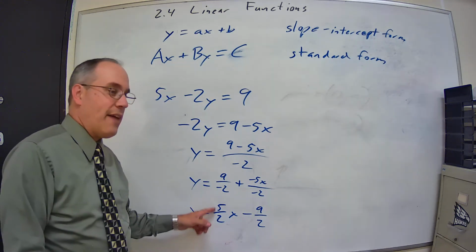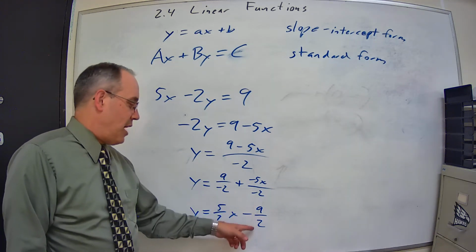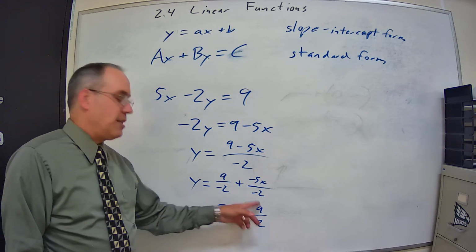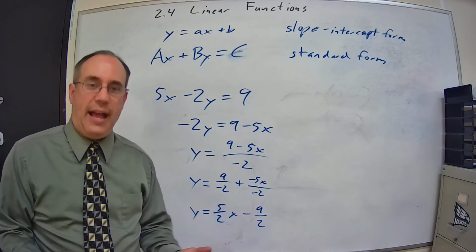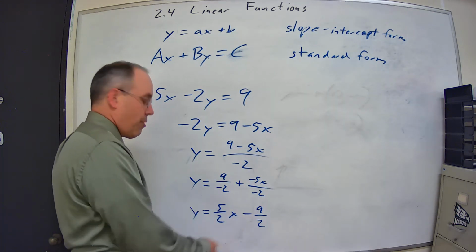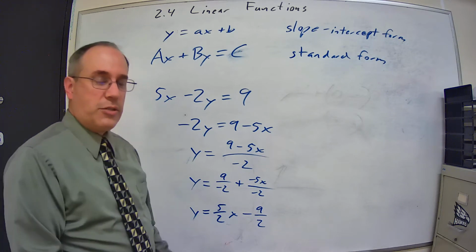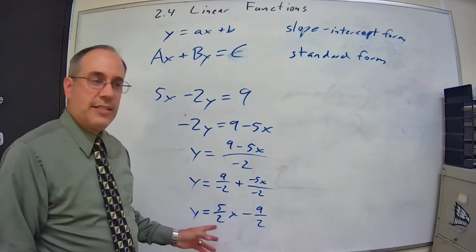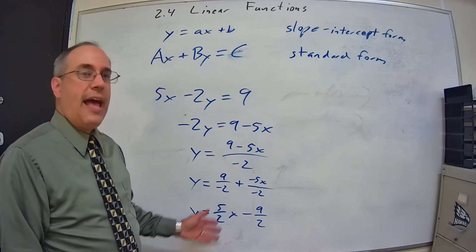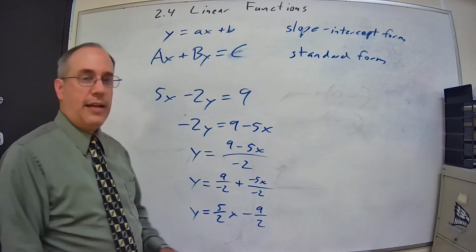This, of course, 5 halves, 2.5. 9 halves, 4.5. So we could do this as 2.5x minus 4.5, and that's still exact. But if you have something that's going to round, it's better to leave it as an exact fraction than to turn it into an estimated decimal.